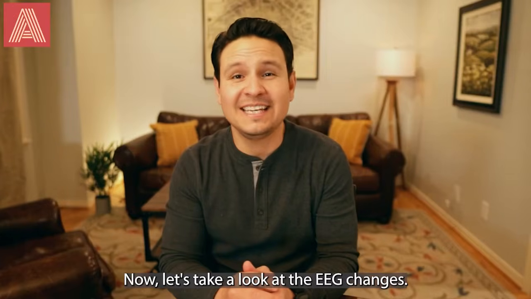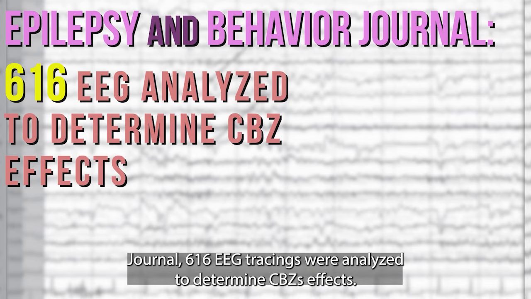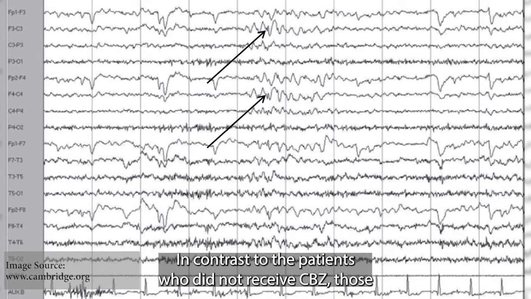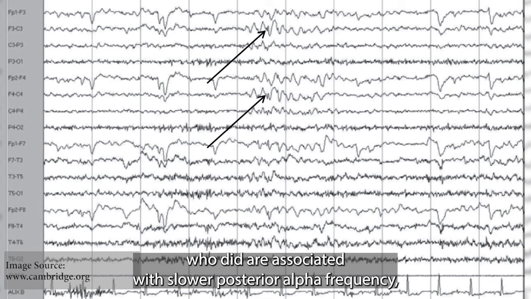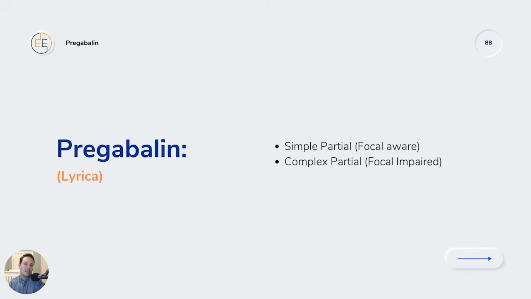Now let's take a look at the EEG changes. According to a 2020 article published in the Epilepsy and Behavior Journal, 616 EEG tracings were analyzed to determine CBZ's effects. In contrast to the patients who did not receive CBZ, those who did are associated with slower posterior alpha frequency, along with pathological, generalized, isolated spike in waves.